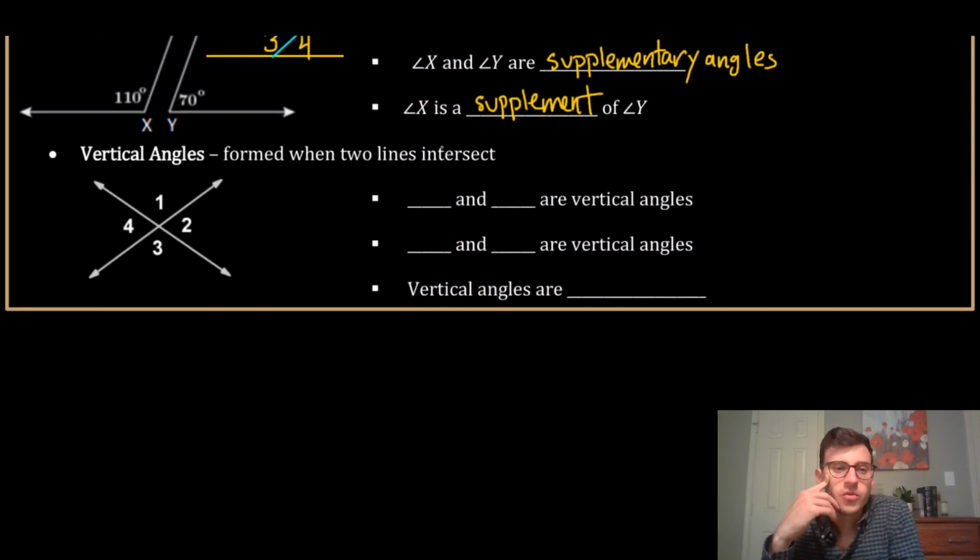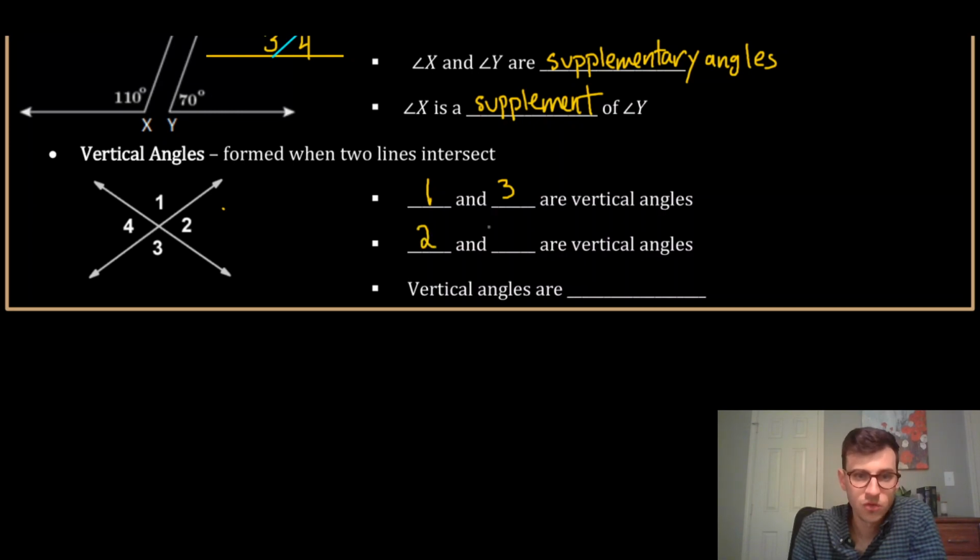Okay, vertical angles are formed when two lines intersect. Two lines, they're straight, right? They aren't bent or curved in any way. These are two straight lines that are intersecting. So in this case, it's the angles opposite each other that are vertical angles. 1 and 3 are vertical angles, and 2 and 4 are vertical angles.